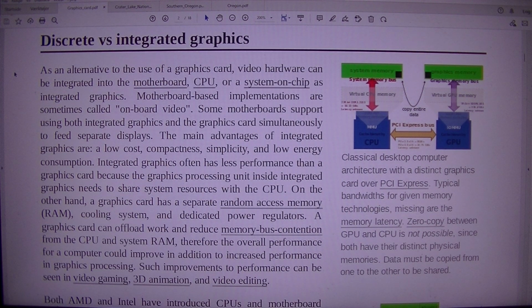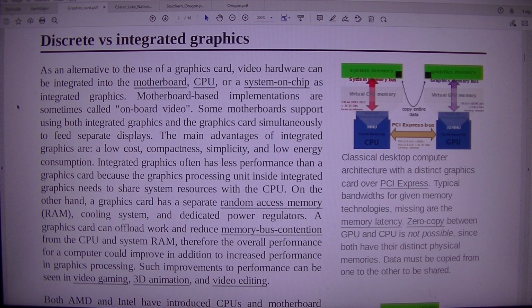Integrated graphics with partitioned main memory: a part of the system memory is allocated to the GPU exclusively. Zero copy is not possible. Data has to be copied over the system memory bus, from one partition to the other. As an alternative to the use of a graphics card, video hardware can be integrated into the motherboard, CPU, or a system-on-chip as integrated graphics.